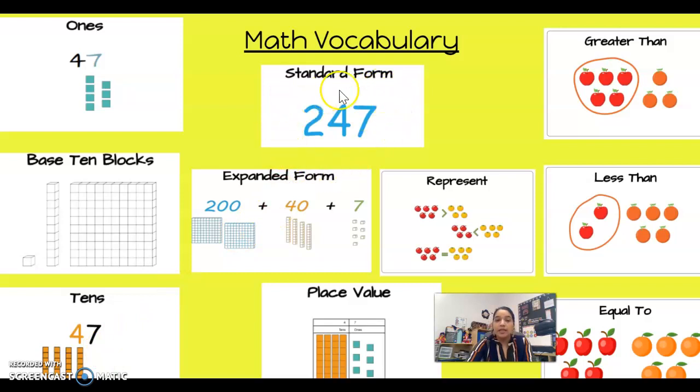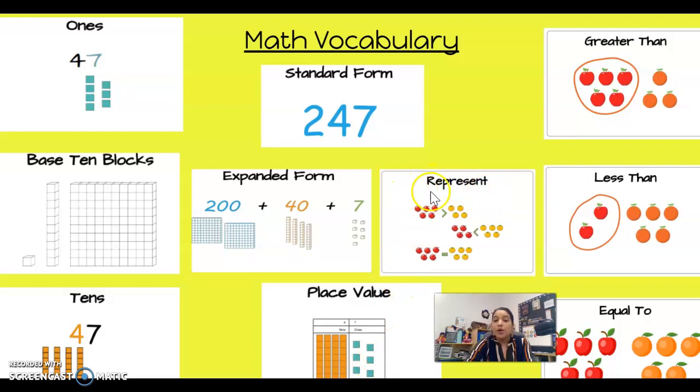Standard form is the number form we always see, so just the digit form. So this is 247, that's the standard form, the number. Expanded form is when we take a number apart, so we break it apart. So in expanded form, we see the different parts of the number. We have the hundreds, the tens, and the ones. Place value helps us see the worth and the value of a number, and it also helps us see the tens and the ones in a number.